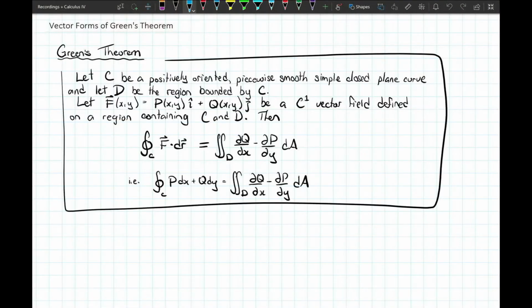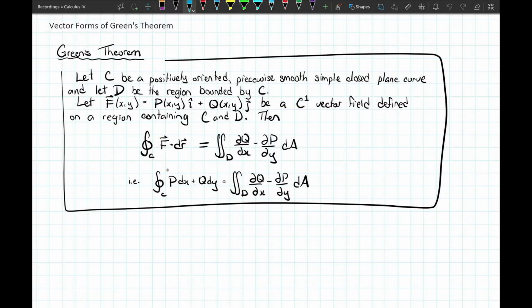All right, with Green's theorem, we start off with a positively oriented, piecewise smooth, simple closed plane curve. And D is that region that is enclosed by that curve. And assuming that F is also just a vector field on the xy plane, we'll have its components be P and Q. Now, our Green's theorem says that the line integral of that vector field over the curve is equal to the double integral over the region of partial q with respect to x minus partial p with respect to y. And we can rewrite the line integral in one of these two forms, F dot dr, or component-wise form P dx plus Q dy.